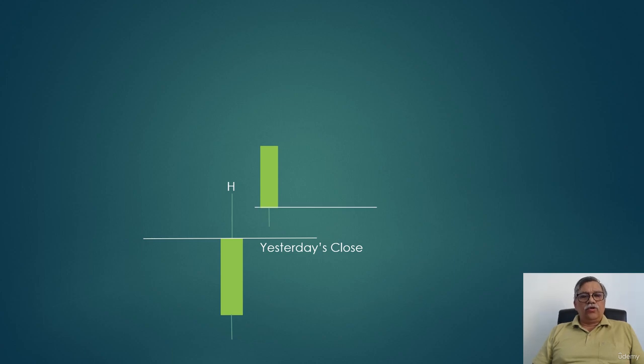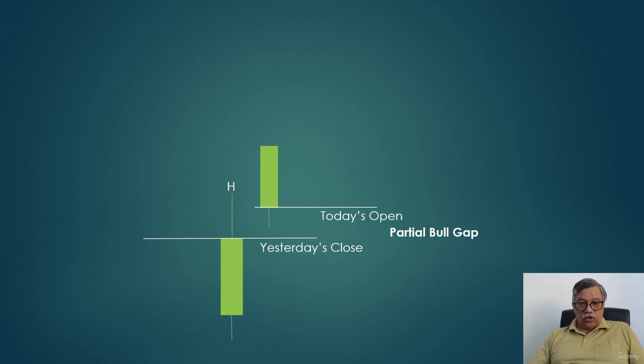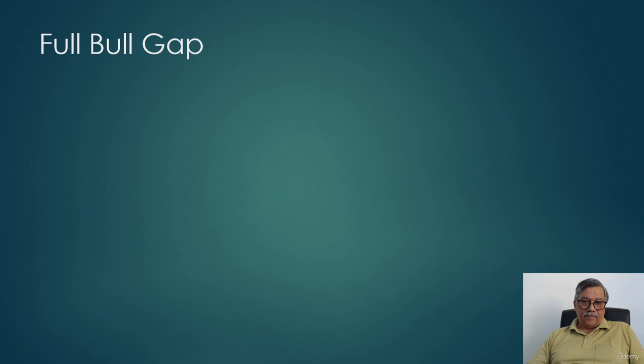So today's shadow may or may not go below yesterday's close. But according to the older concept, this is not considered a gap. Why? Because the two candles are overlapping. But if yesterday's close is lower, today's open is higher, gap is definitely there, right? So this is called a partial bull gap. A partial bull gap is formed when today's open is higher than yesterday's close, but not above yesterday's highest price.